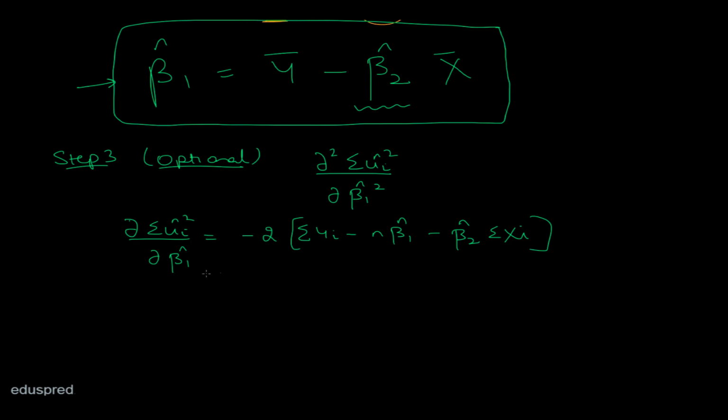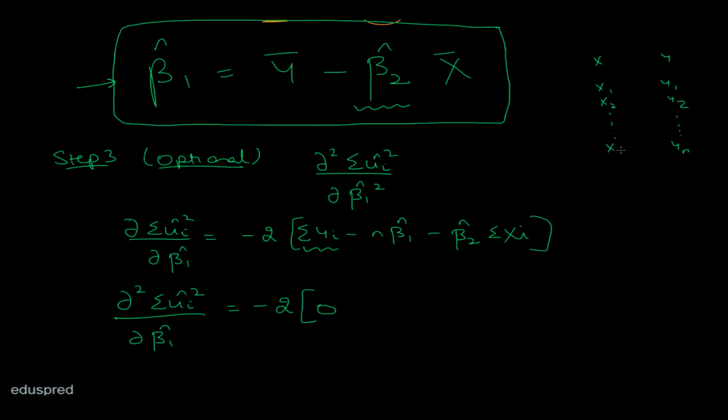Now we have to differentiate this again with respect to beta 1 hat. So if I differentiate this again with respect to beta 1 hat, then I will get minus 2. The differentiation of summation of yi is going to be 0, and this should be quite easy to understand. Once again, take a look at the sample data. In the sample data, you have y values going from y1 to yn and x values going from x1 to xn. If you are given a particular sample, then the summation of yi means the sum of all of these y values, which is going to be a particular number. And when you differentiate a constant, you get 0. So this is 0. This is minus n.